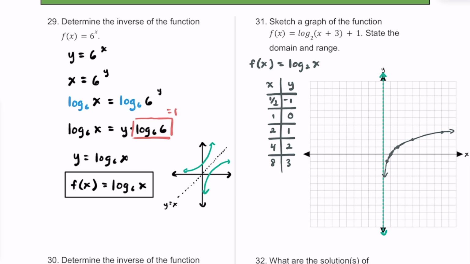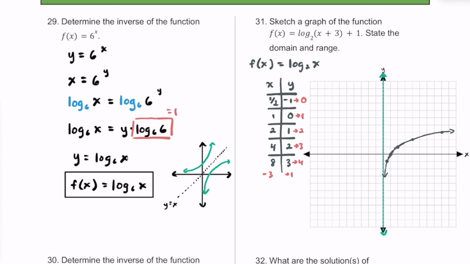Now remember your transformations, this just means we're moving everything to the left 3 units. This is up 1 unit, so we have 2 translations here. So the x values need to be moved 3 units to the left. I'm going to write a minus 3, and the y values need to be moved up 1 unit. So if we go to move each of these y values and x values, I'm going to do the y values first. If this goes up 1, that's going to be at 0, up 1, that's going to be at 1, up 1, that's going to be at 2, up 1, that's going to be at 3, and up 1, that's going to be at 4.